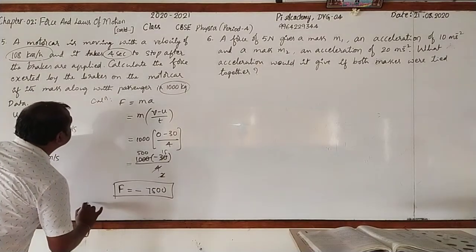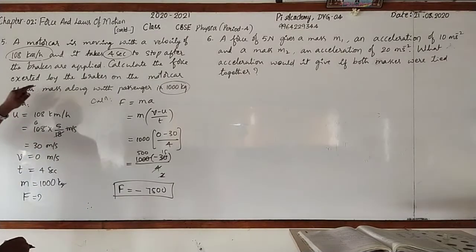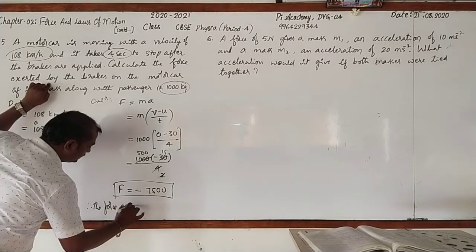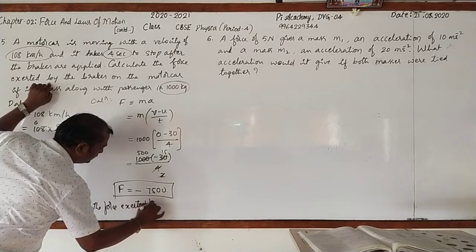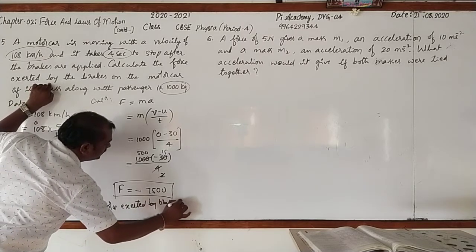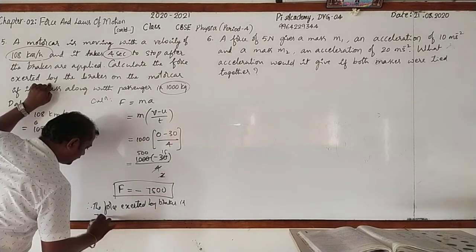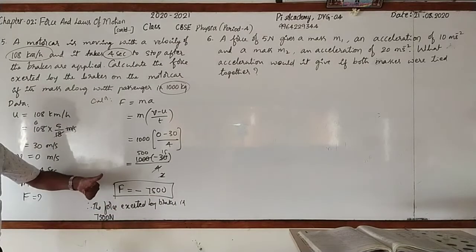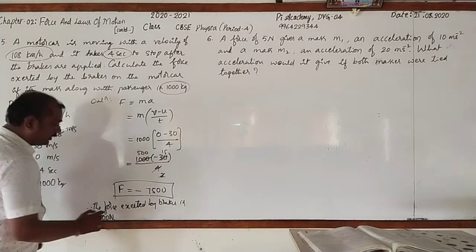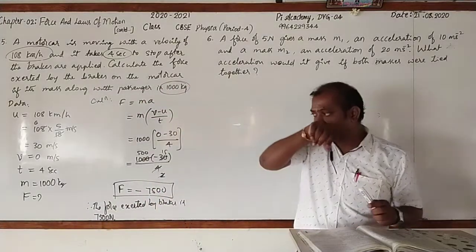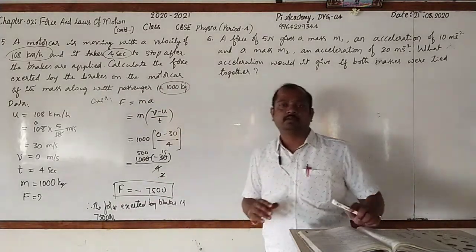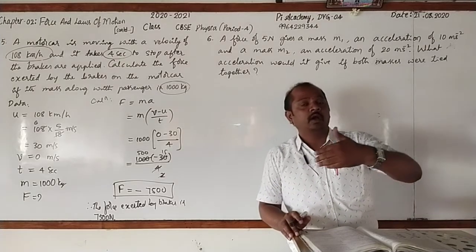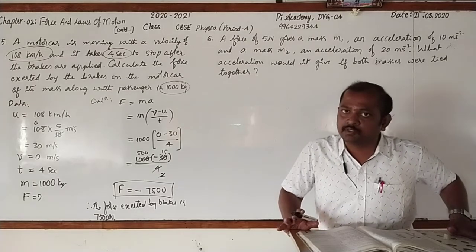So we can write the conclusion that the force exerted by the brakes is, you have to write, 7500 Newton. The answer is minus 7500, but in the conclusion you have to write this one. If you want to indicate the minus sign, below that you can write: minus sign indicates it is the force applied opposite to the direction of motion of the motor car.